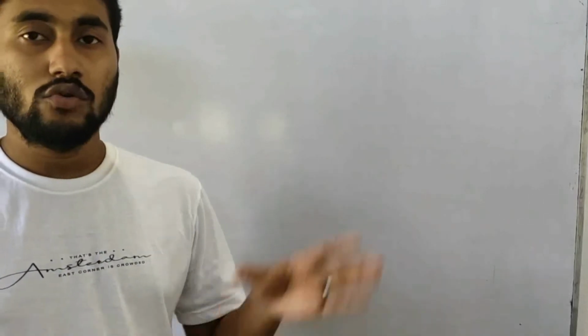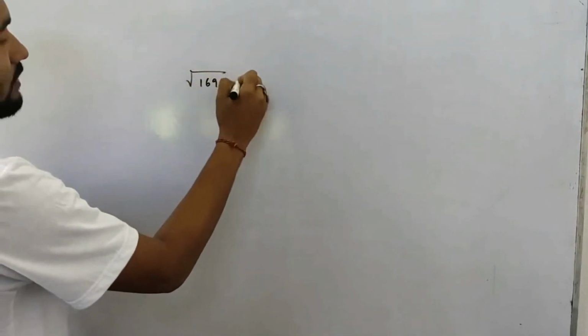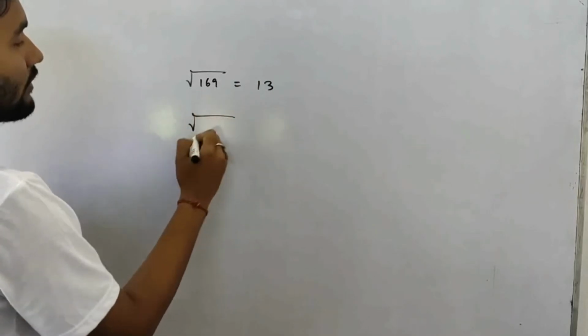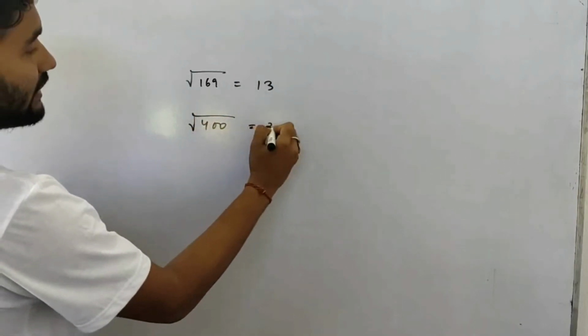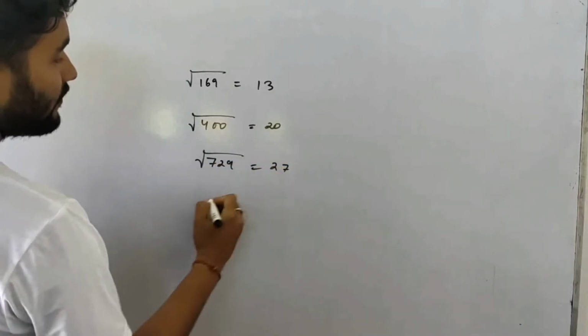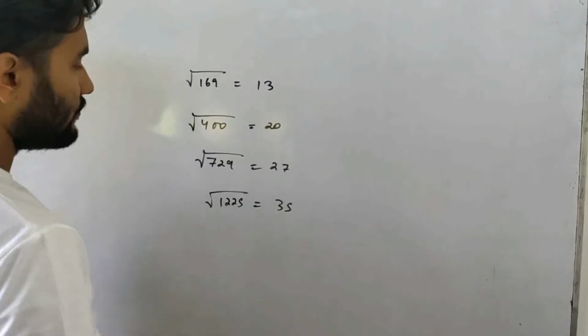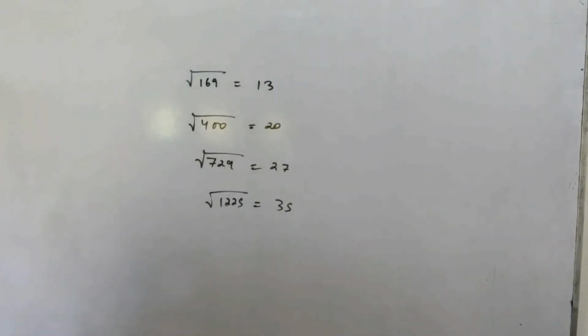Checkpoint 3.5. Find the number of digits in the square root of the following numbers. No need to find the square root. What you have to find? Find the number of digits. Try to understand what the question is saying. Root over 169 is how much? 13. Root over 400 is how much? 20. Root over 729 is how much? 27. Root over 1225 is how much? 35.